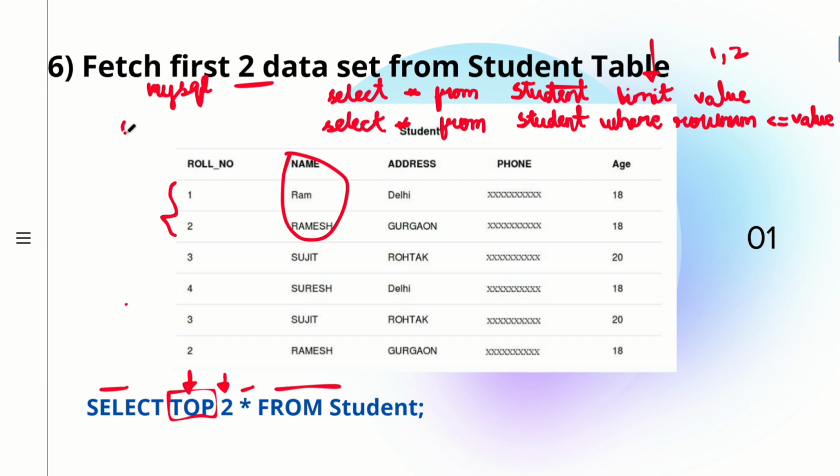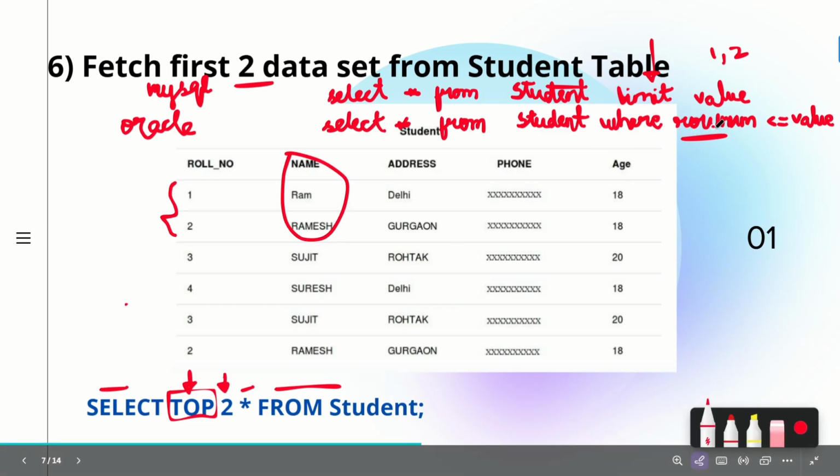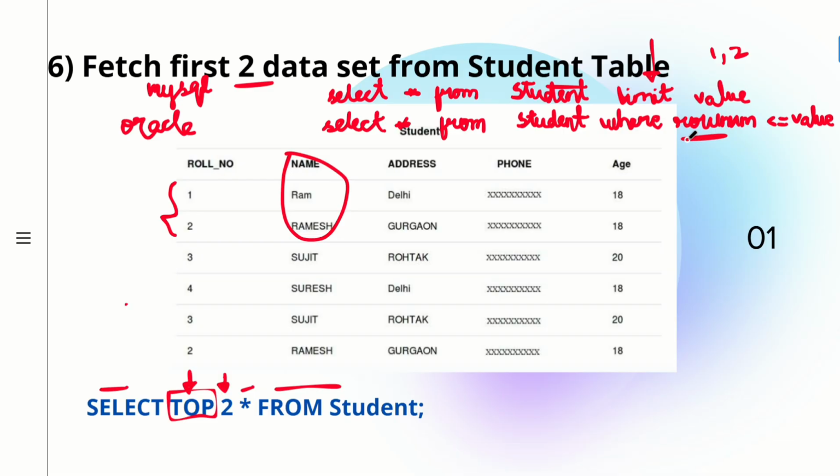And for the Oracle DBMS, for Oracle DB, you have the second syntax. For Oracle DB, you have SELECT * FROM student, the same as above, WHERE ROWNUM less than or equal to value. So in Oracle, they don't have TOP, they don't have LIMIT, they have their own syntax, that is ROWNUM less than or equal to value. ROWNUM is basically like every row having its own number, an index, like 1, 2, 3, 4.